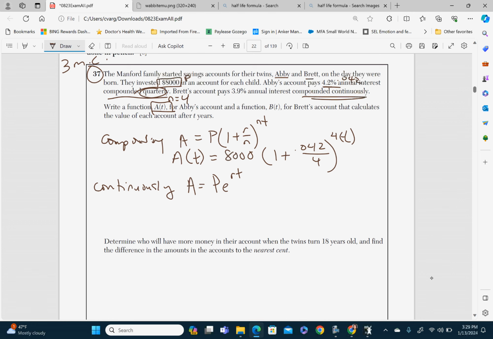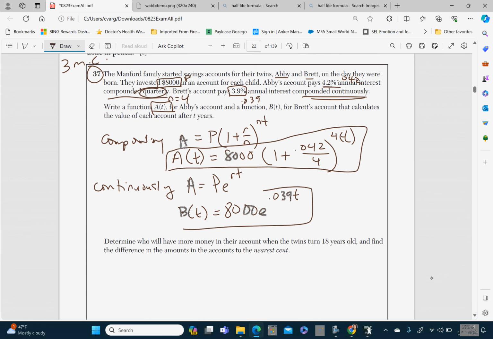This is our Brett function, so B of t, compounding continuously, PERT, right? So they both start with 8,000. His is compounded continuously, which means that we're going to use our e. Brett's interest rate, the r, is 0.039, so we're going to put 0.039 times t. So that is our Abby function and our Brett function, okay?